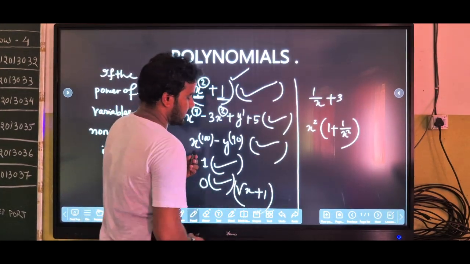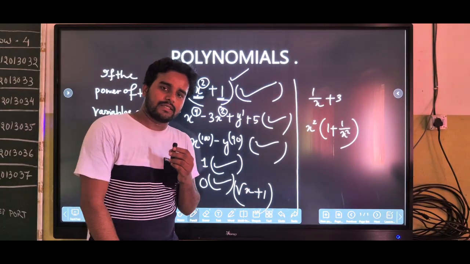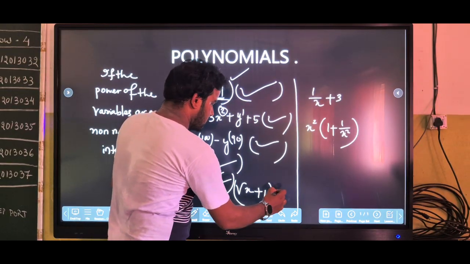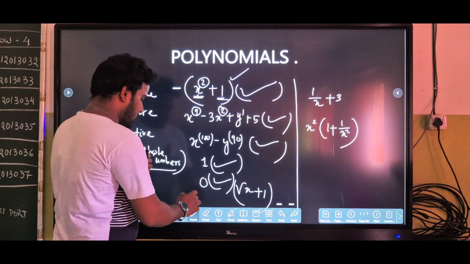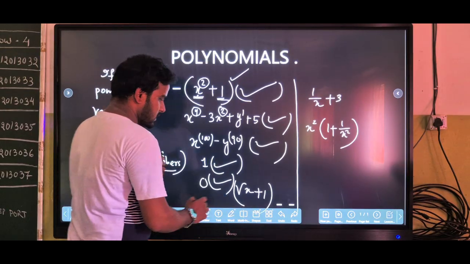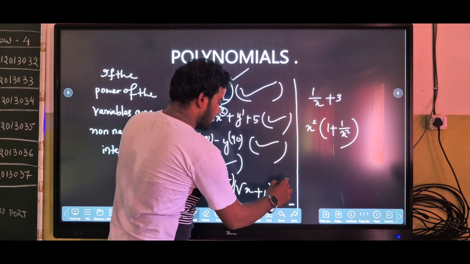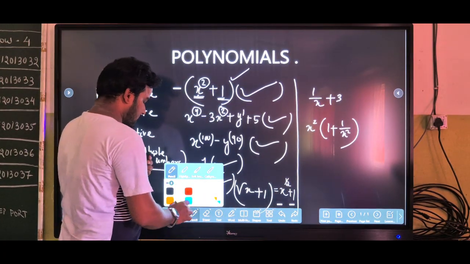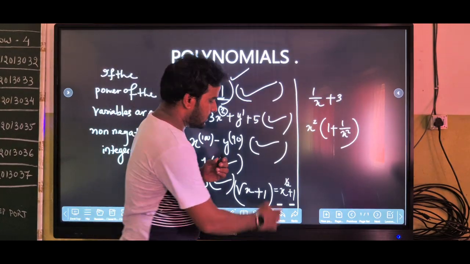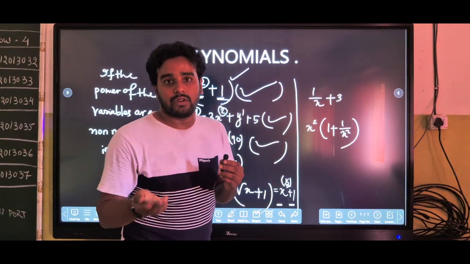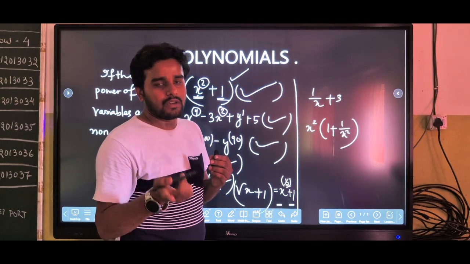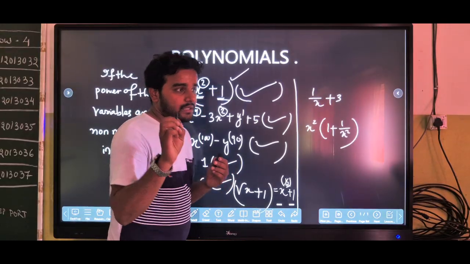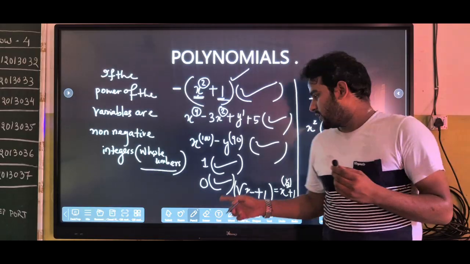Next, root x plus 1. The root of x, meaning what will the power form be? The power form changes to x to the power 1 by 2 plus 1. So here 1 by 2 comes. 1 by 2 is not a whole number, because it is not a non-negative integer. A non-negative integer, which is not negative, or plus, or 0, is not satisfying that property.